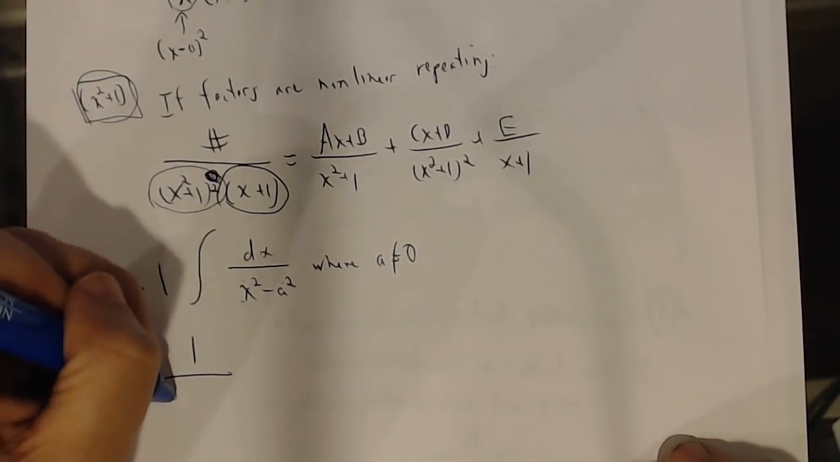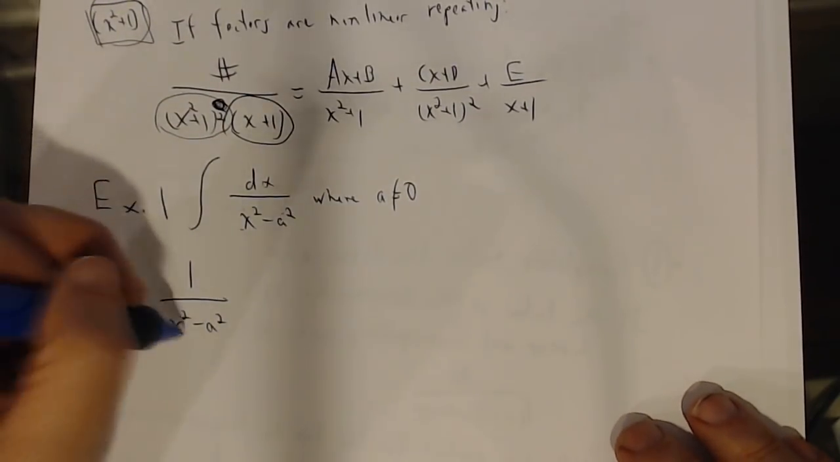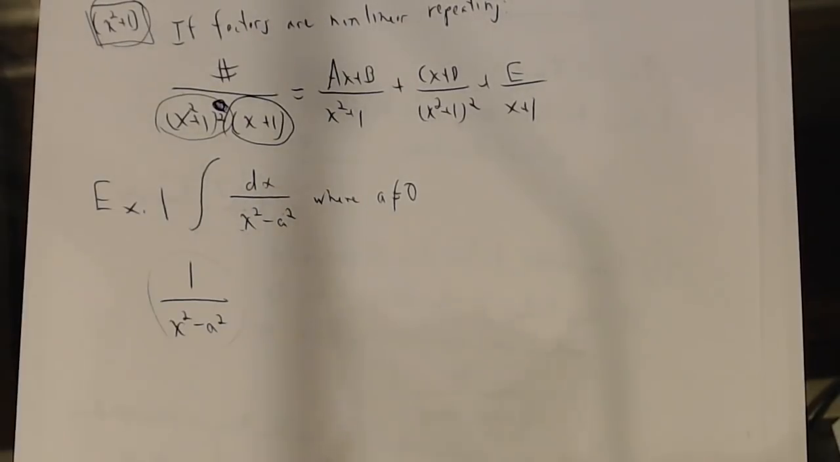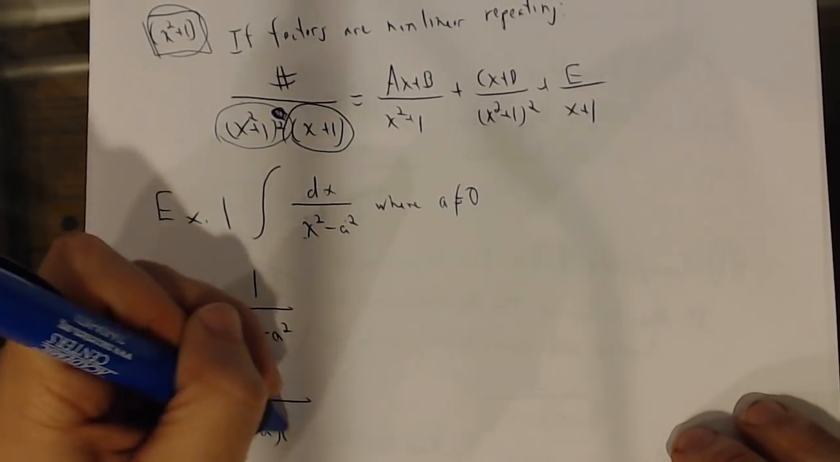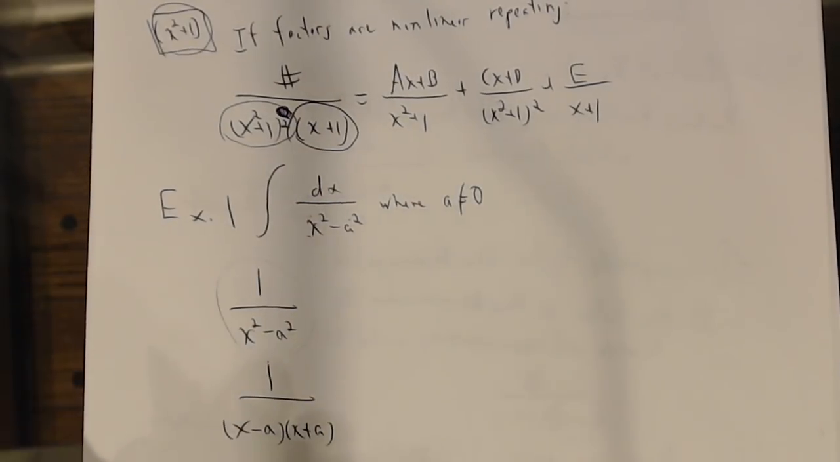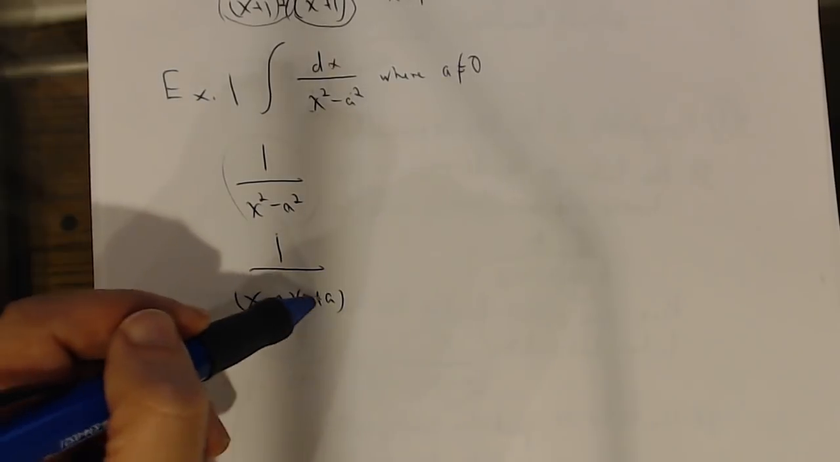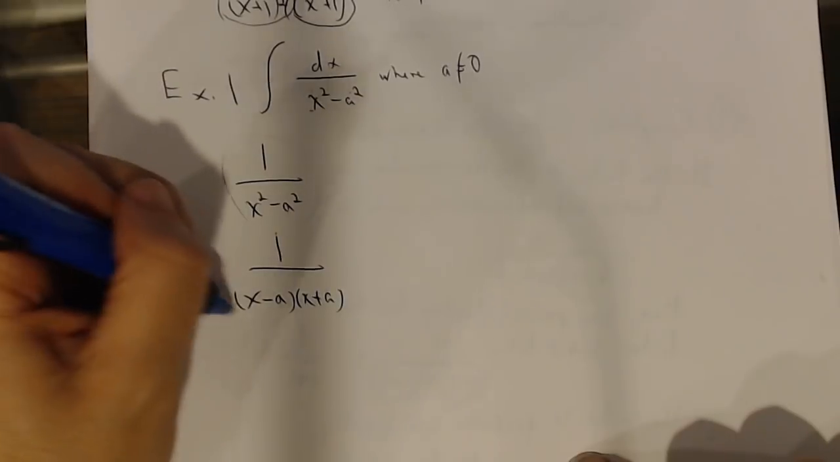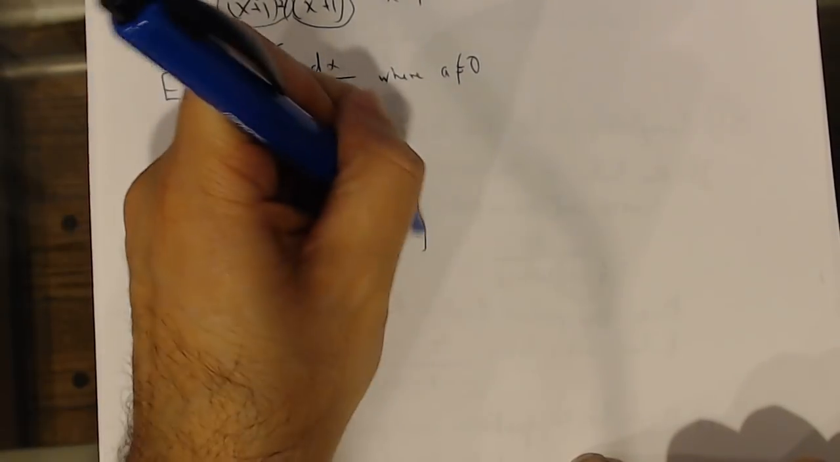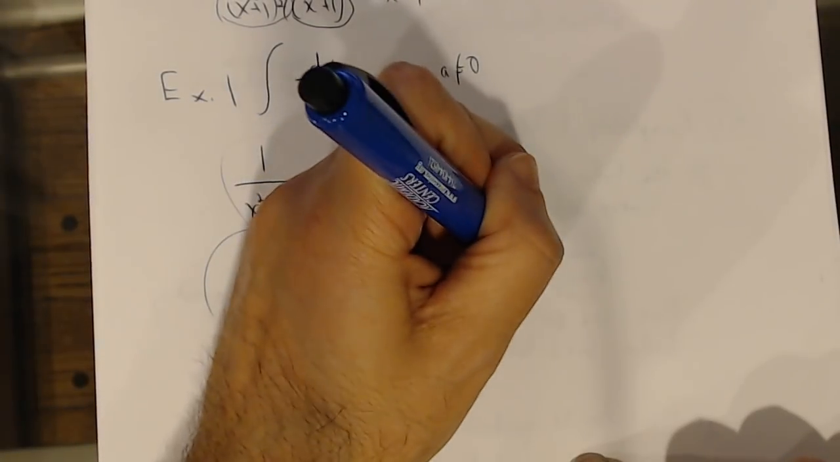So my goal is to grab 1 over x squared minus a squared and write this as a partial fraction. What's the first thing I need to do? I need to factor the denominator completely. When we do, we get 1 over x minus a times x plus a. What do I notice? We have two factors, and they're both linear and non-repeating. So I know this is going to break up into capital A over x minus a plus capital B over x plus a.